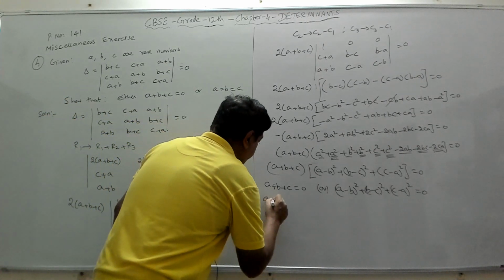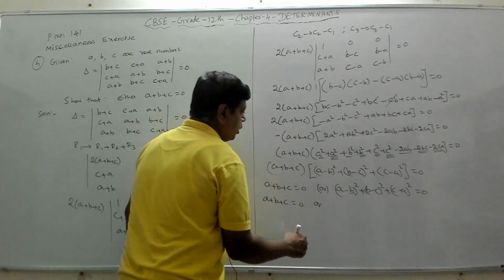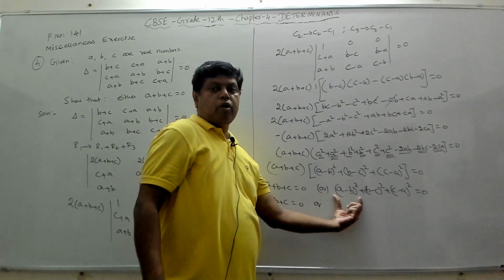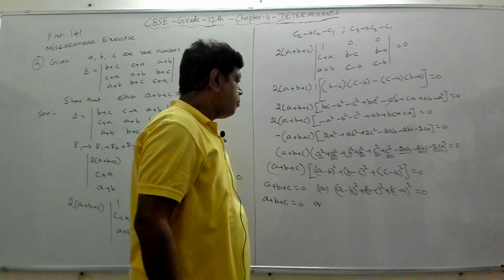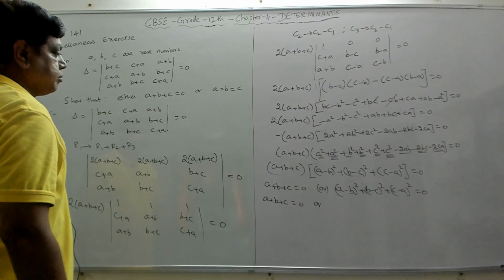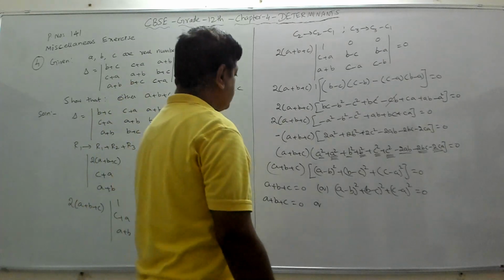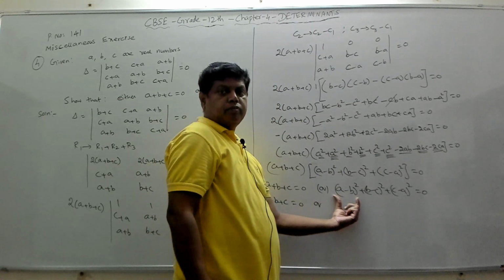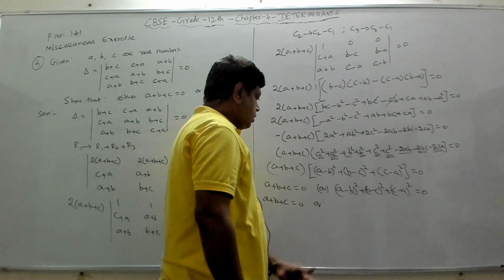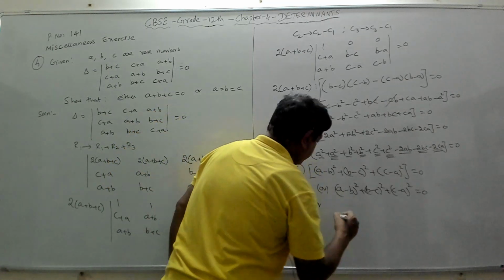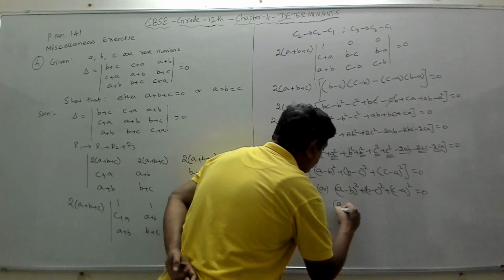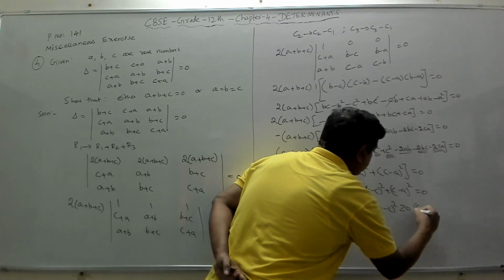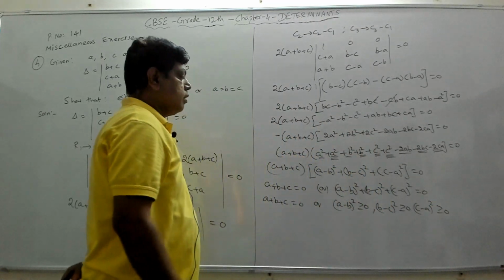So a plus b plus c equal to 0, or now here a minus b the whole square, b minus c the whole square, c minus a the whole square. Now this is always positive or non-negative. A minus b the whole square is always positive or non-negative, right? So this value is either positive or 0. It cannot be negative, right? So we will say a minus b the whole square is greater or equal to 0, b minus c the whole square is greater or equal to 0, c minus a the whole square is greater or equal to 0, right?